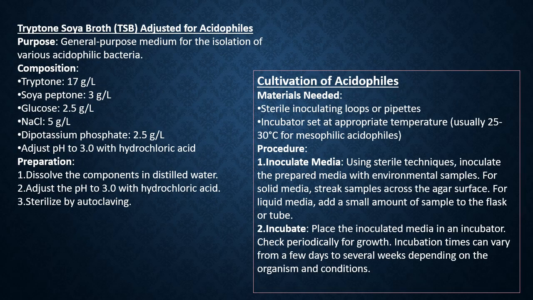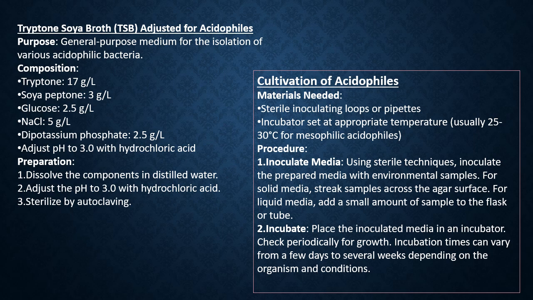Then next is tryptone soya broth, that is TSB. This is adjusted for acidophiles. The general purpose is for isolation of various acidophiles. This is not specified for any particular microbe. The composition is given here. You can go with this one if your purpose is general isolation of acidophiles and you are not targeting any particular acidophile. Same here, you dissolve the components in distilled water, adjust the pH to 3 with hydrochloric acid, and then you sterilize.